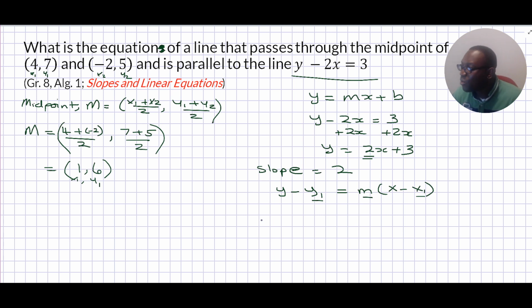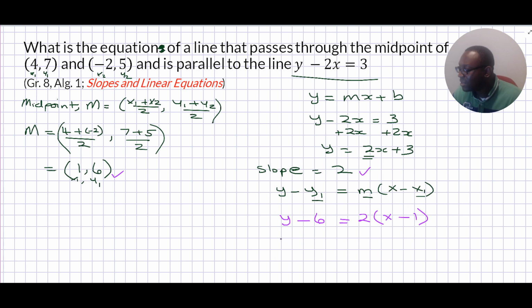So now let's come up with the equation for this line that passes through the point (1, 6) and has a slope of 2. That's really what this boils down to. We're looking for the equation of a line that passes through the point (1, 6) and has a slope of 2. So we're just going to substitute the values in here. So this is going to be y minus y1, which is 6, equal to m, which is 2, and then we have x minus 1.